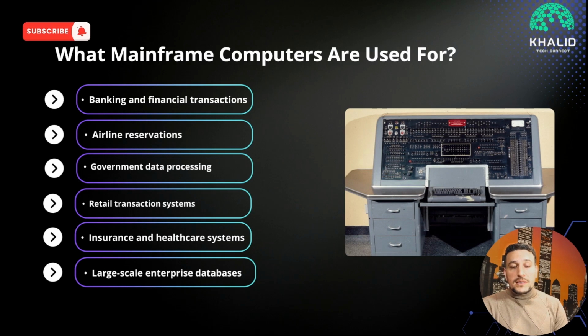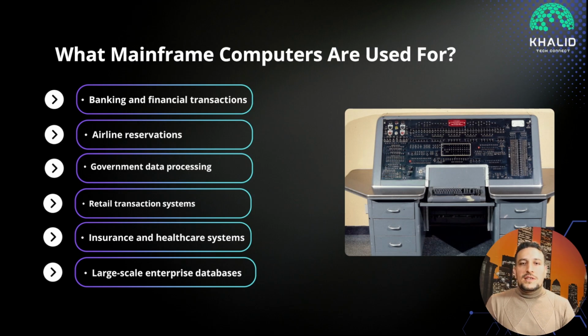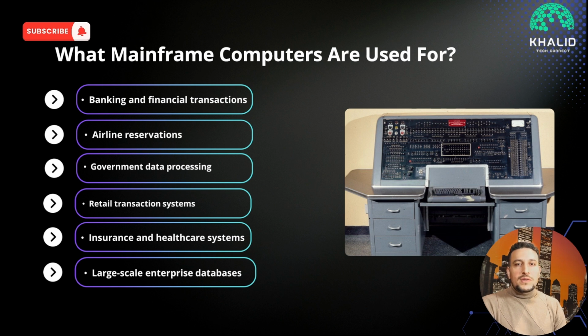The government and data processing, of course. Most governments are managing billions of people, so they need to manage the data about them. For example, China has 1,400 million people, and India has around 1,400 million. They need to use the mainframe computers to process all that information and data of the people in the country.